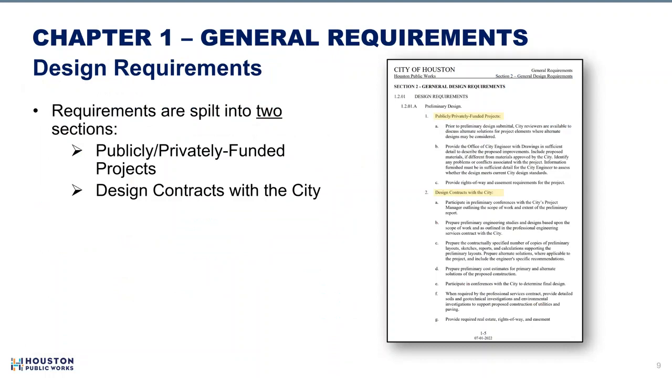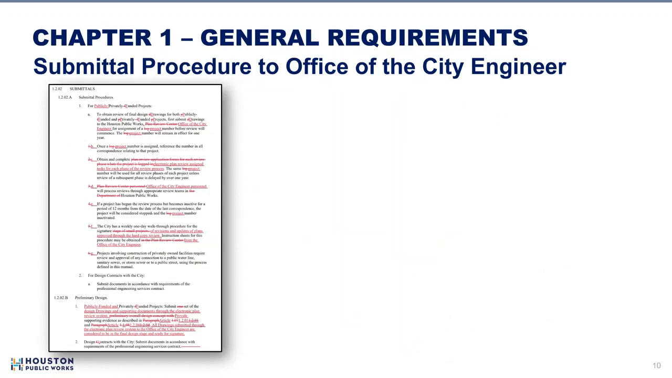The next section with updates was the design requirements section. This section is split into two sections, one for publicly and privately funded projects. The other one is for design contracts with the city. These terms were defined earlier. The next section updated was the submittal procedure to the Office of the City Engineer. This section was updated to reflect the Office of the City Engineer's current procedure, which converted from hard copy submittals to electronic plan review since the last update was made to this chapter.